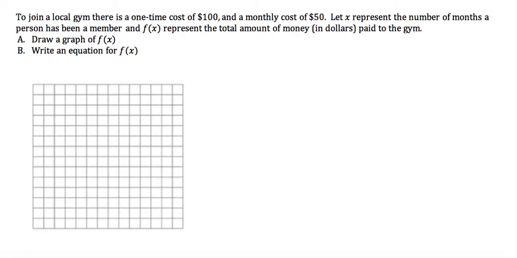All right, well, before I draw the graph of f of x, let's just draw out some table values here. So x is how many months a person has been a member of the gym, and f of x is the total amount of money that they paid to the gym. Let's say that you just joined the gym. You haven't even been there for a full month yet. Just to join the gym is going to cost you $100.